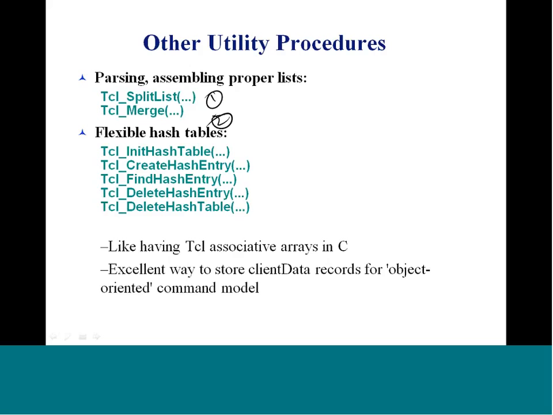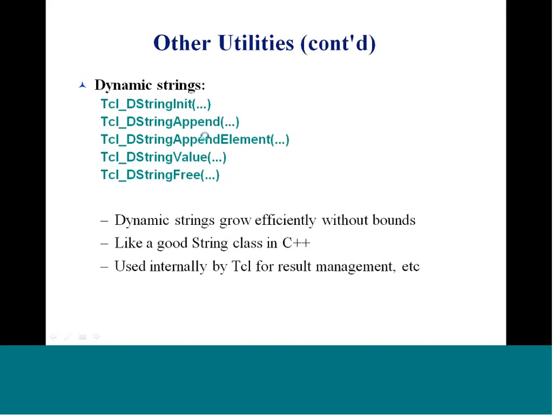And then there are flexible hash tables: Tcl_InitHashTable, Tcl_CreateHashEntry, Tcl_FindHashEntry, Tcl_DeleteHashEntry, and Tcl_DeleteHashTable. These procedures are like having associative arrays in C. An excellent way to store the client data records for object-oriented commands.